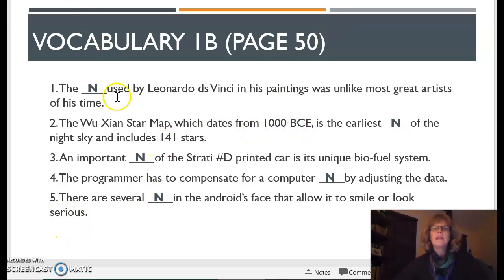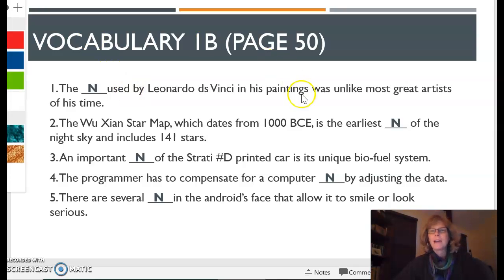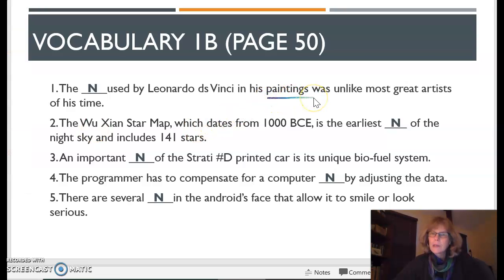Number 1, the something used by Leonardo da Vinci. I'm talking here about an artist. I see that we're talking about his paintings. Sorry guys, I'm trying to get my pen here. And we're talking about an artist and his paintings. What would the noun be that you would use to talk about an artist? If you chose the word perspective, that was a good guess.